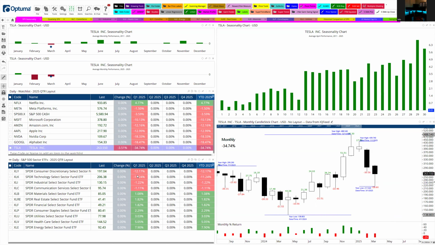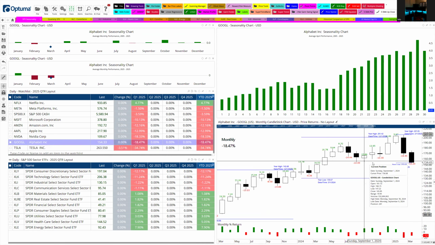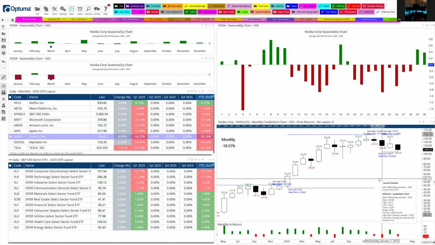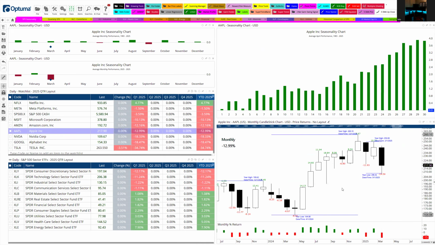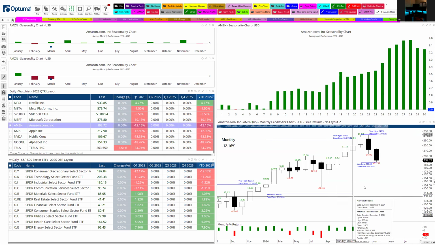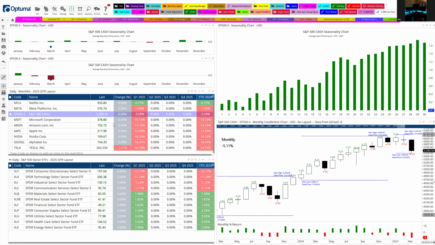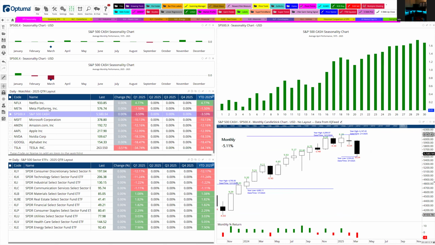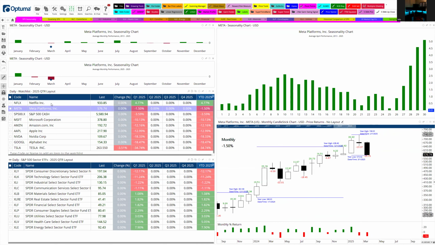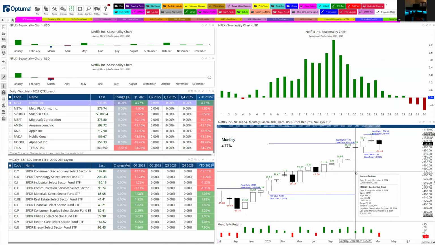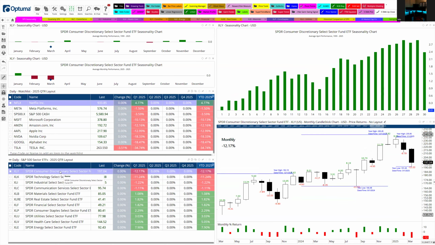Well, the month is going to be these. It's just a matter of close. I mean, this is the lower bar anyway for the month. Google is a lower bar. Nvidia is a lower bar. Apple is a lower bar. Amazon is a lower bar. Microsoft is a lower bar. S&P has a lower bar. Meta has a lower bar. Netflix had a lower bar. So every single one of these monthly bars was lower for March.